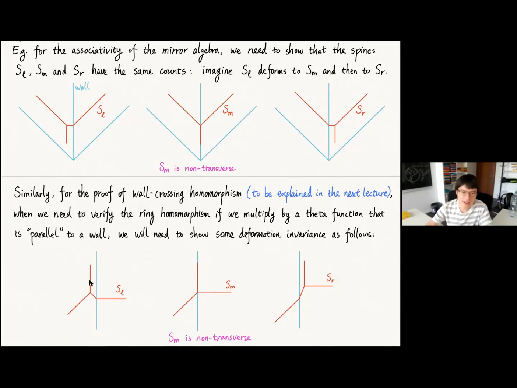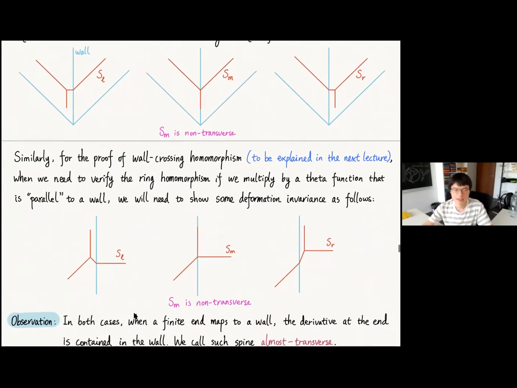And this edge can just be parallel to a wall if we are multiplying by a theta function that is in the same direction as the wall. So eventually, what we are interested in are just the equality between the counts associated to SL and SR. But to prove the equality between the counts associated to SL and SR, if we deform SL into SR, it's inevitable that we encounter some non-transverse spine SM.